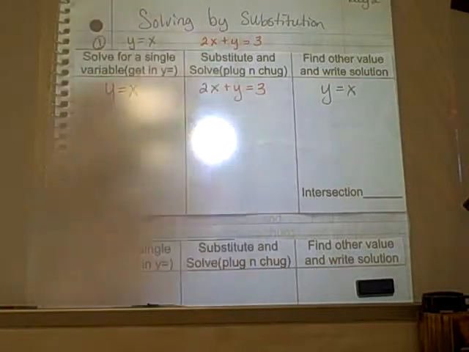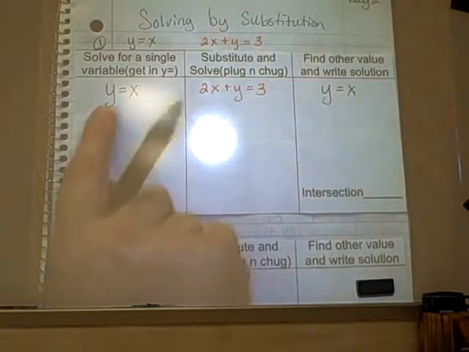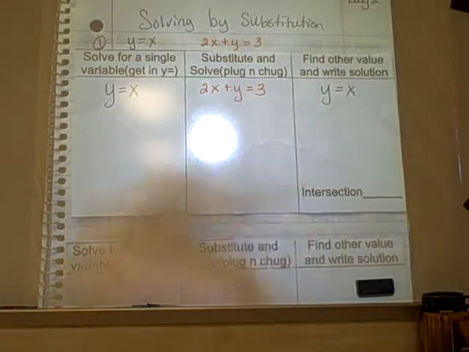Okay, everybody got that? That's just the setup, and we're going to do that every time. The outside has to have a letter by itself. The inside one doesn't have to.